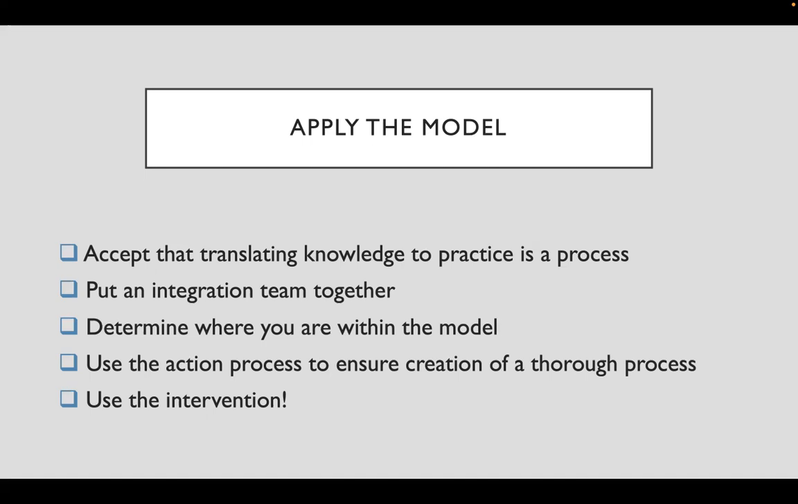Determine where you are within that model. Know that you're going to change places within that model as time goes on. Use the action process to ensure that you create a thorough process. I think sometimes, when we get an idea, we think, oh, it's going to be so easy and we'll just do this. Then as you start moving forward with it, you can see there are a lot of pieces and parts that need to be integrated. This model helps to make sure that it's a thorough process. And then start using the intervention.